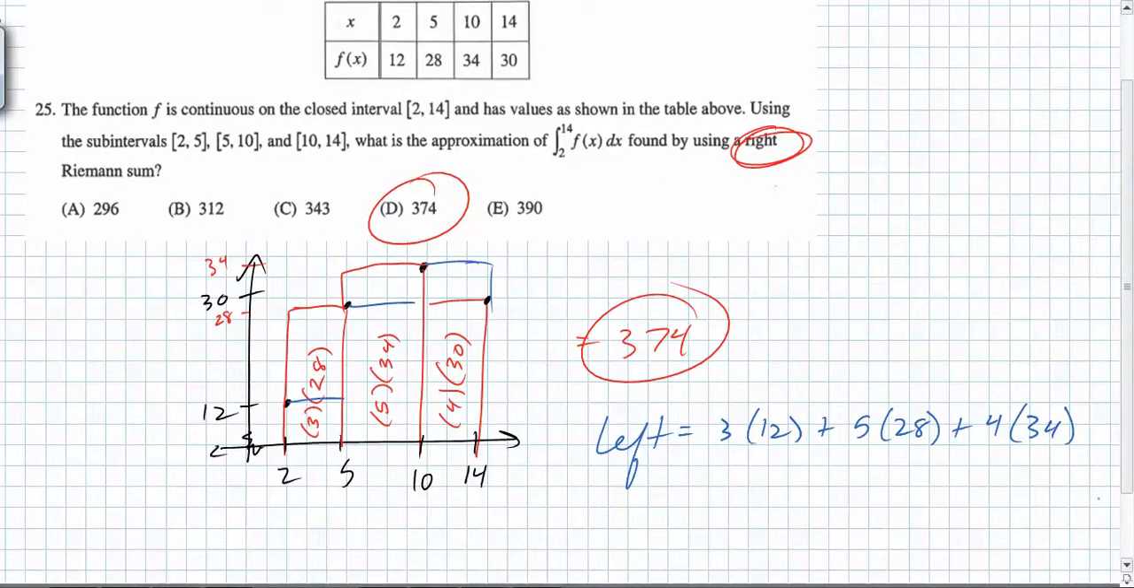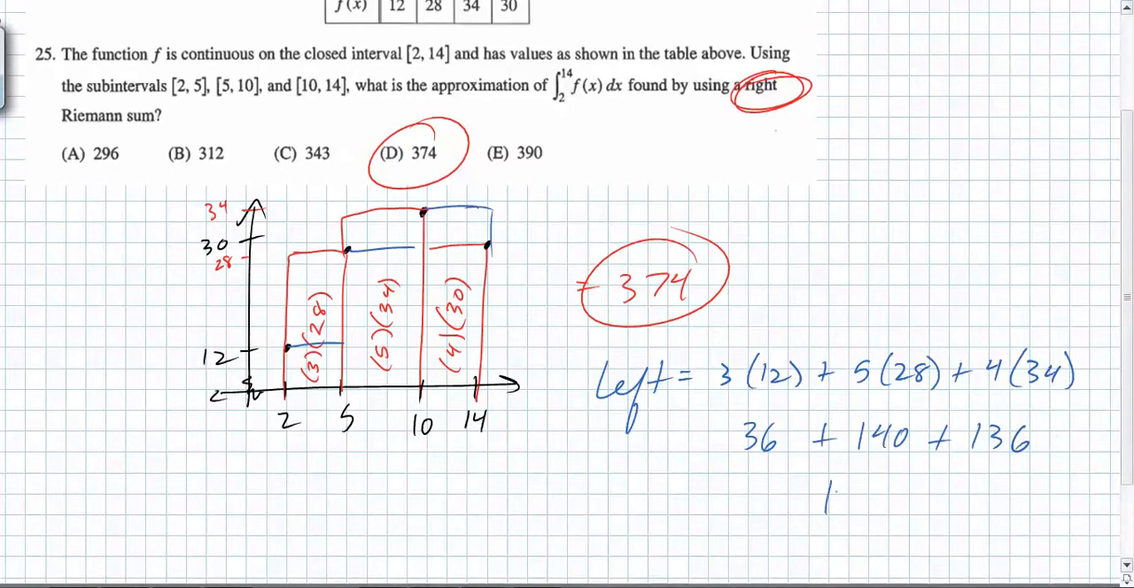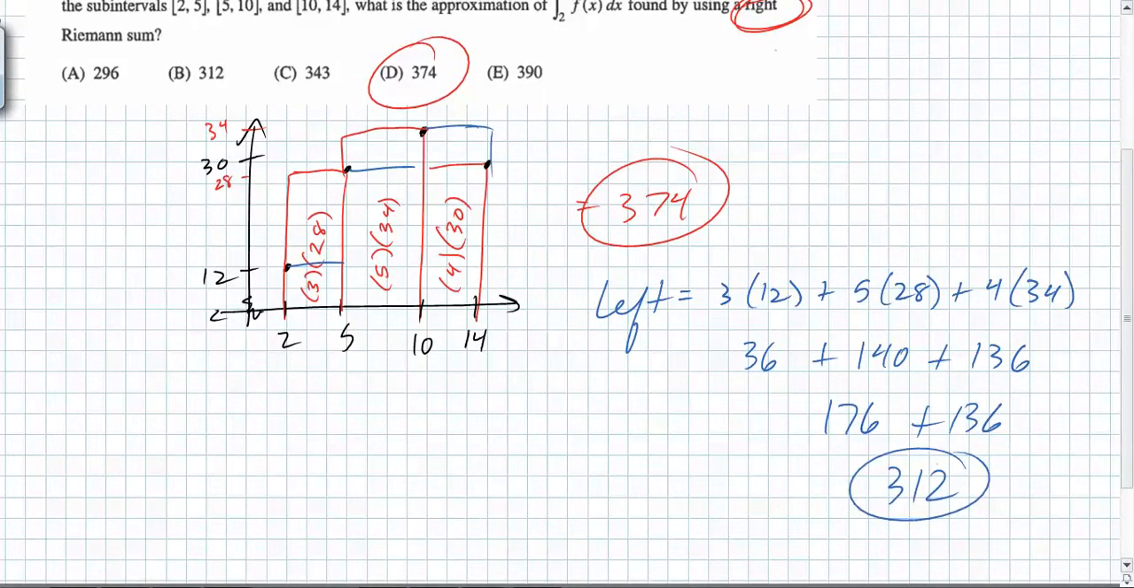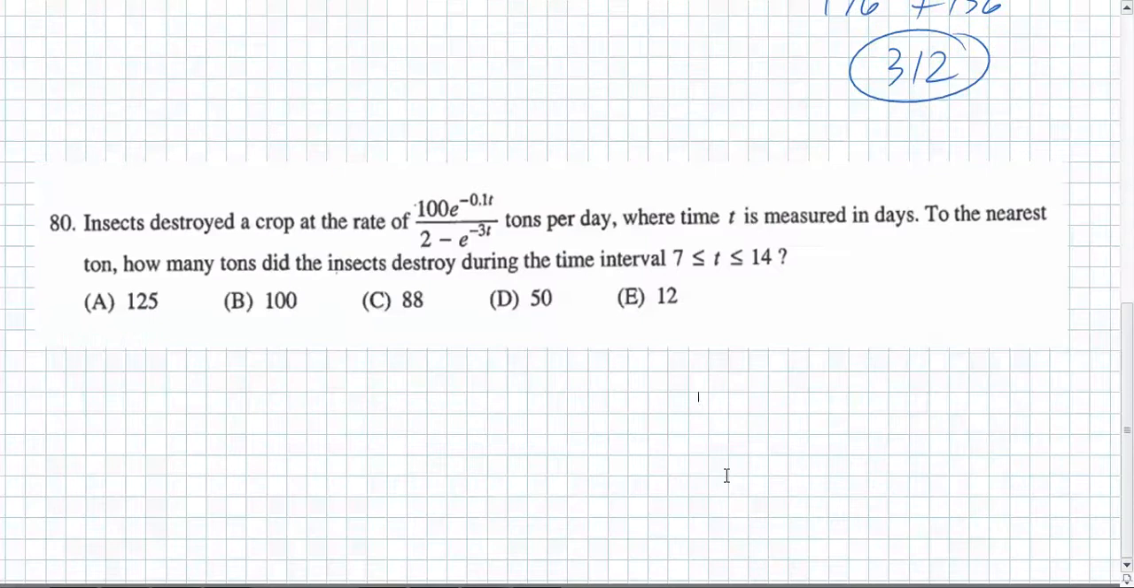Not necessarily so. Oh, yeah, you're right. They do cancel, so they come out to be the same. So it's going to be a lot less. You're right. So it's going to be 36 plus 140 plus 136. So it's 176 plus 136. So that's going to be 312. Is that answer there? That answer's there. I wonder how they determine the other ones too. Maybe if someone used midpoint rule or something like that and estimated.